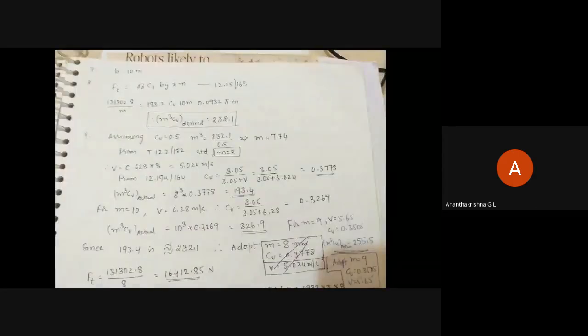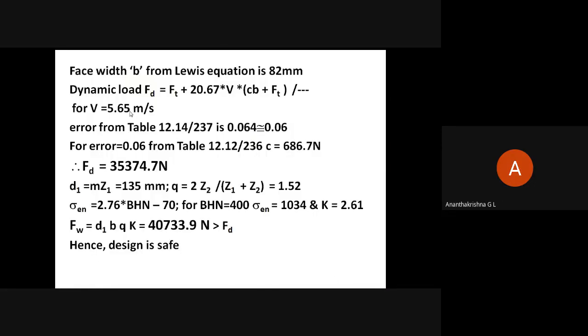What is it that we found out? So M cube Ft, Cv. For M is equal to 9, velocity factor is 0.3505, and velocity is 5.65. Correct? Yes, sir.